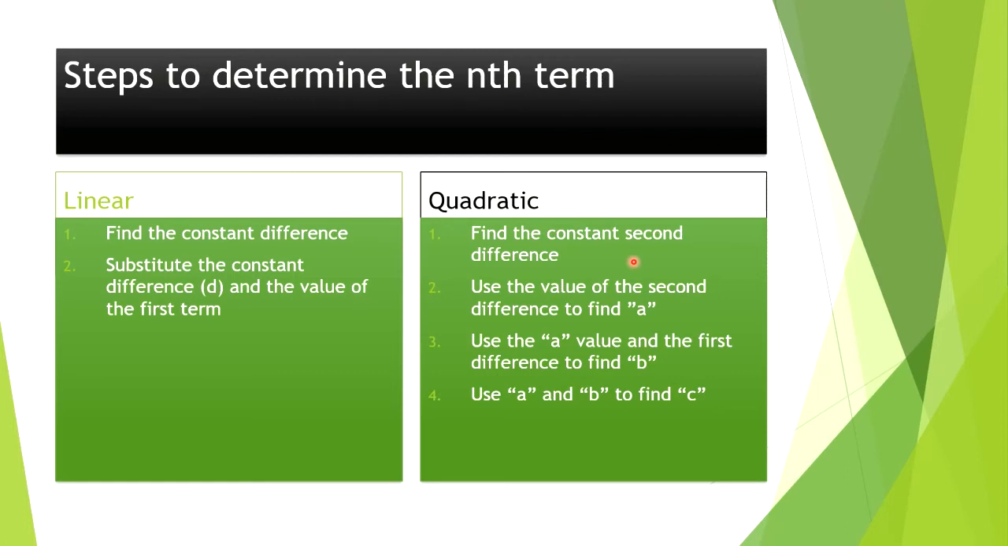So you get what I mean when I say that the linear patterns are the easier ones, because there are fewer steps, because there are a lot of steps when it comes to getting to the nth term of a quadratic pattern. That's why we're going to do it last.